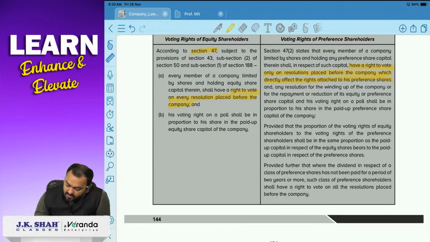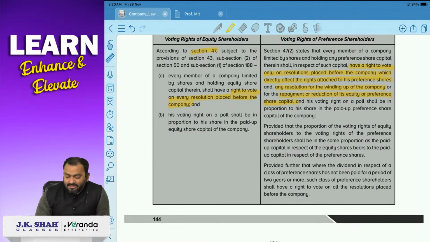So, here you can see if there is a resolution put up for winding up of company. If there is a resolution required to be passed by the members for winding up of company, in such resolution, preference shareholders can vote. Then repayment or reduction of capital. So in that case also they can vote. Okay, but not on every matter.